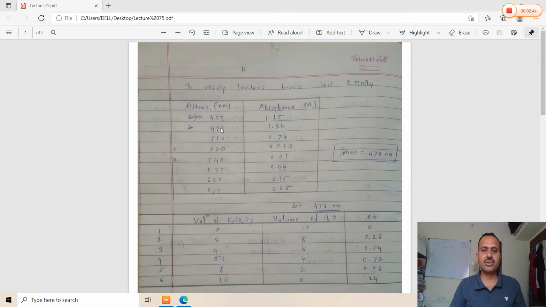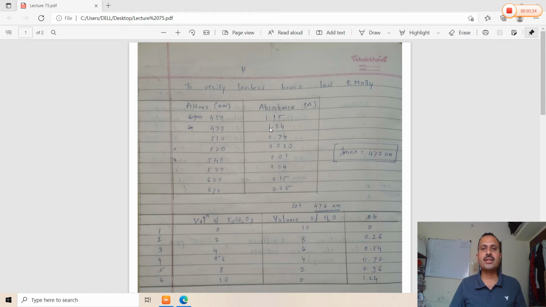readings at 450, 470, 510, 520, 540, 570, 600 and 670 nanometer. Here we have performed the practical, and at that time we get the lambda max value at 470 nanometer, and at that lambda max value the absorbance is 1.24. Now what is lambda max? Lambda max is the wavelength where we get the maximum absorbance at high concentration. So the lambda max value is equal to 470 nanometer.